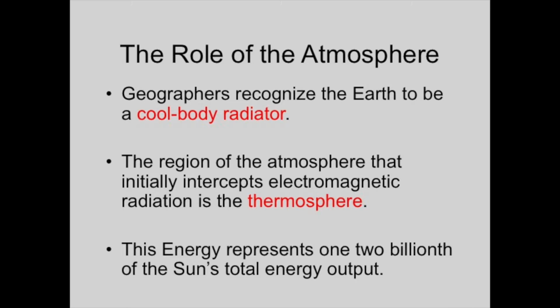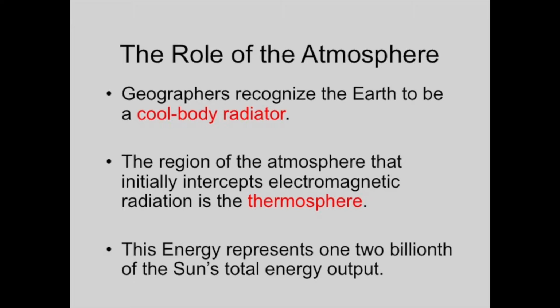Now, when looking at what we receive from the sun and how we respond to it in terms of our earthly systems, we have to incorporate the atmosphere, because the atmosphere is what initially comes in contact with the shortwave electromagnetic radiation that we receive from the sun. It is also a major factor in the long-wave electromagnetic radiation that we respond back with, or that the Earth radiates. The region at the top of the atmosphere that we initially recognize as receiving solar energy exists approximately 300 miles above the Earth's surface.